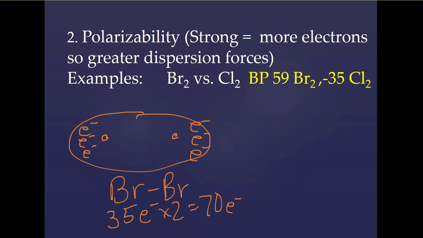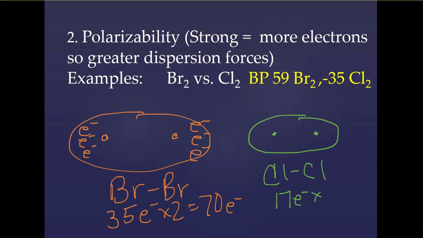And then we are going to compare this to chlorine. Chlorine has 17 electrons each. It is also nonpolar. When you look on the periodic table, there's 17 electrons each, for a total of 34 electrons. Again, I can't draw all of those, but I'm just going to draw a couple. But you do know that there's fewer electrons with the chlorine than with the bromine.